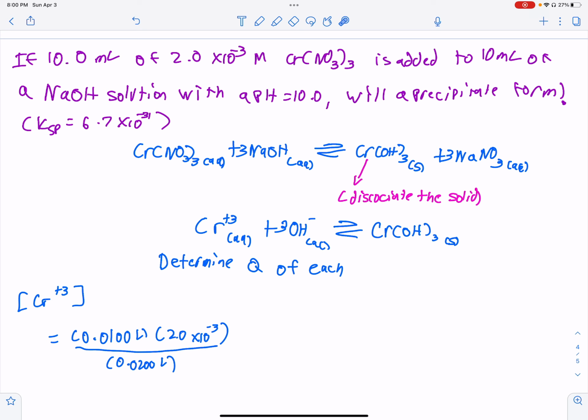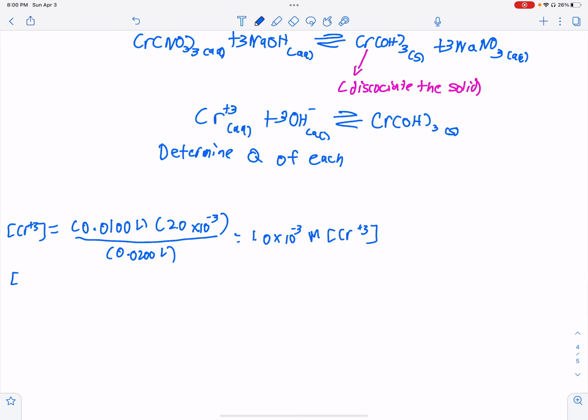So what I'm going to do is find the concentration of both the chromium and the hydroxide, and from there I can get the Q value. So it's a two-step process. I can't go right to the Q. I have to determine the concentration first. Remember, this is the total volume. It's 20 mL, so it turns out to be 0.02 liters. So this should be 1.0 times 10 to the minus third molar. So that's the concentration of the chromium.